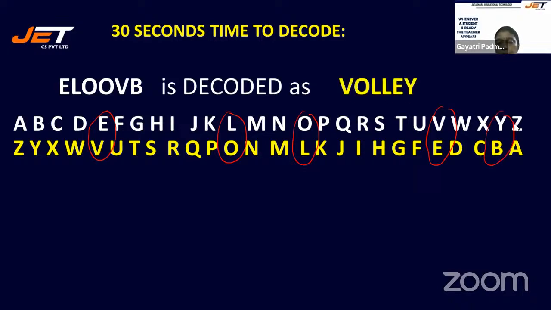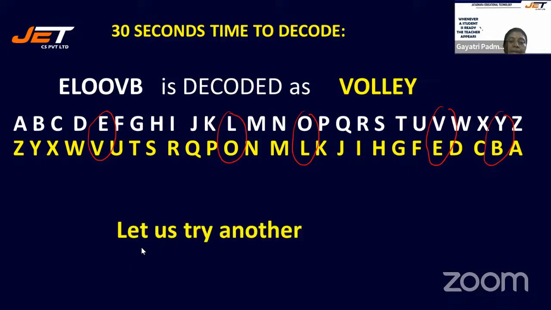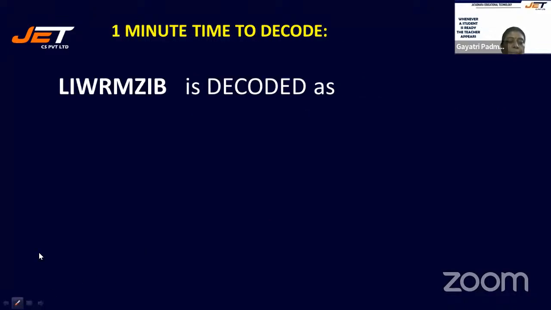All right. So after decoding, you will get it as V, O, L, two O's. So L, right? Again, V, E. And next is B. B is Y. So it is volume. All right. Yes. Now let us try another one.